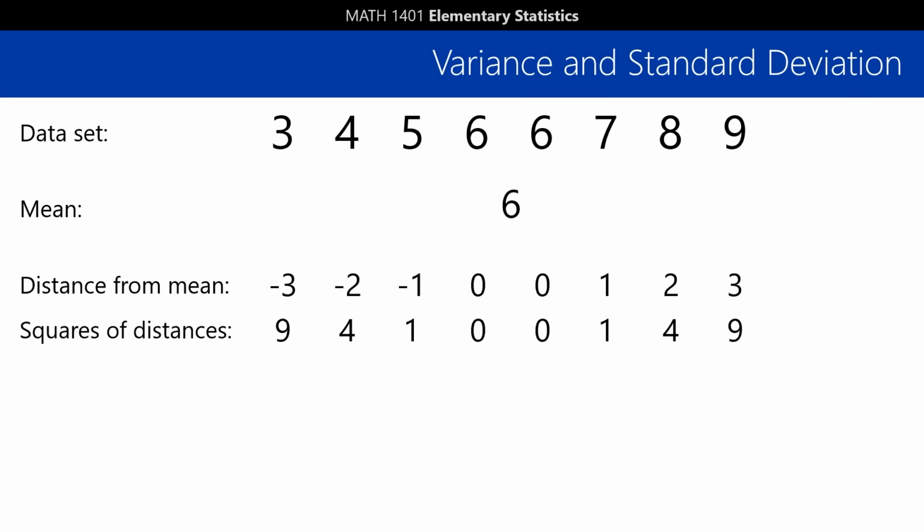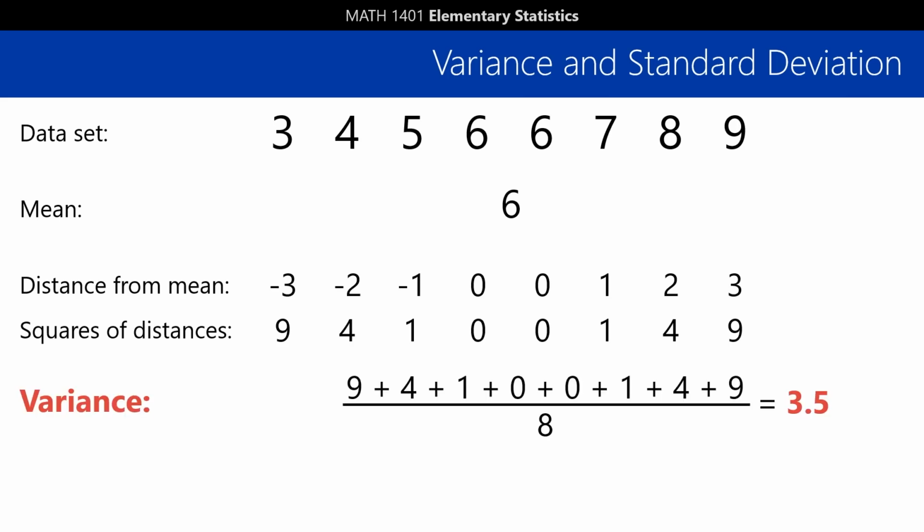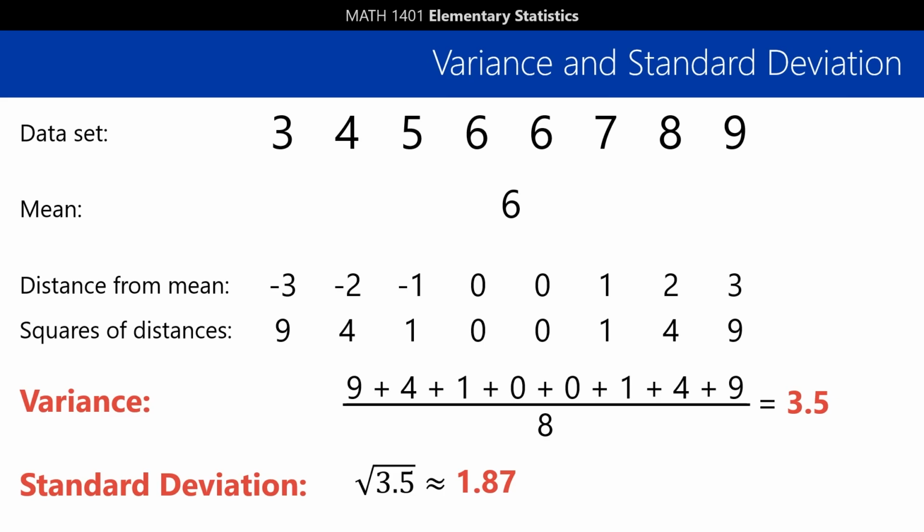After we've done that, we take the average of all of those squares, and that gives us something called the variance. Notice that when we squared the distances, it gave greater weight to the data values further from the mean. So the more spread out your data is, the bigger your variance is. Finally, to get the standard deviation, all we have to do is take the square root of the variance. So here, that's the square root of 3.5, which is about 1.87.